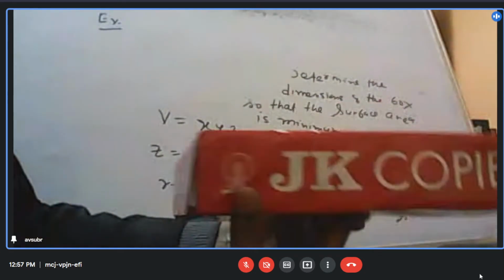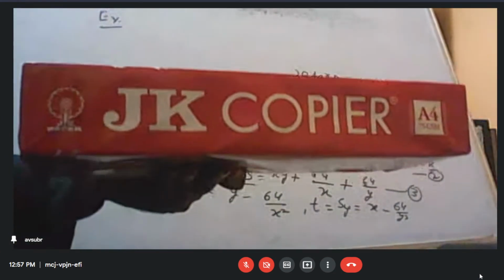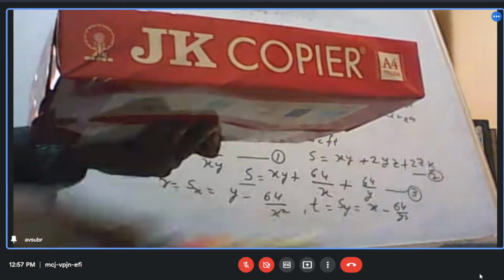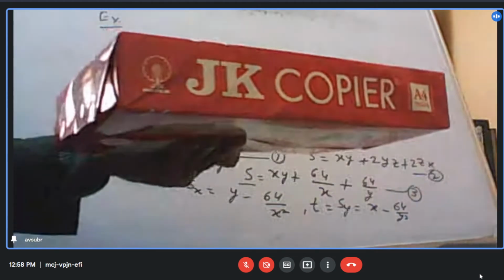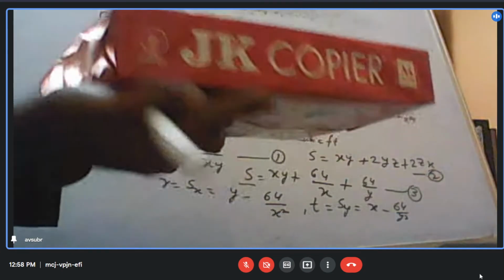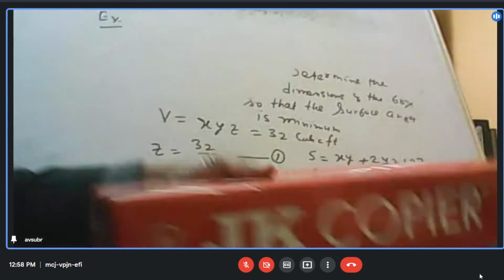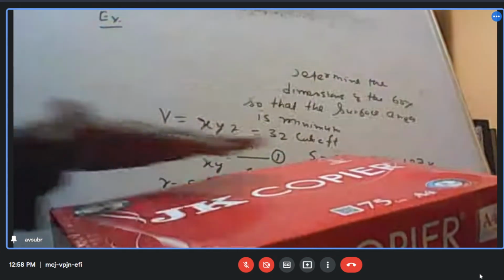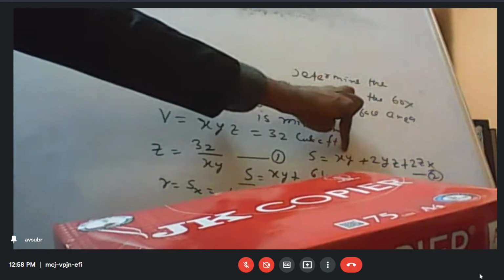This is a rectangular box. I am considering that this is y and this is x. So what is the surface area of this plane? x into y. Simple. On top side it will also be x into y, but the top side is missing. So xy.